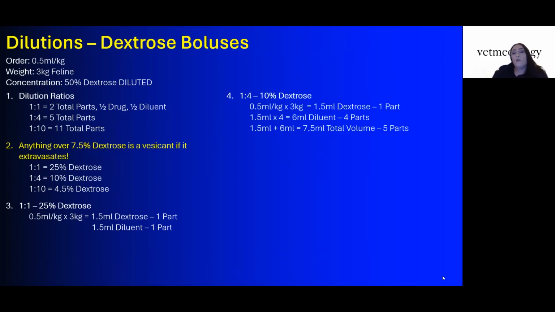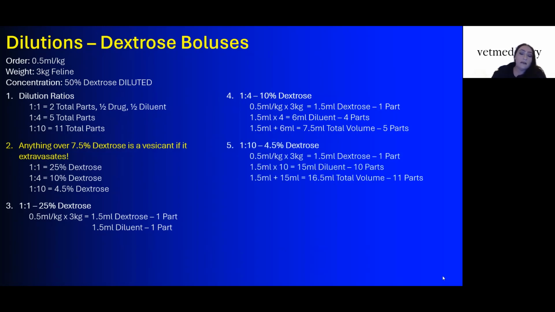All right. For 1-to-4, 10% dextrose, 0.5 mils per kg times 3 kgs equals 1.5 mils dextrose, which is one part. 1.5 mils times 4 equals 6 mils diluent, which is 4 parts. Add them together. 1.5 mils plus 6 mils equals 7.5 mils total volume, which is 5 parts.